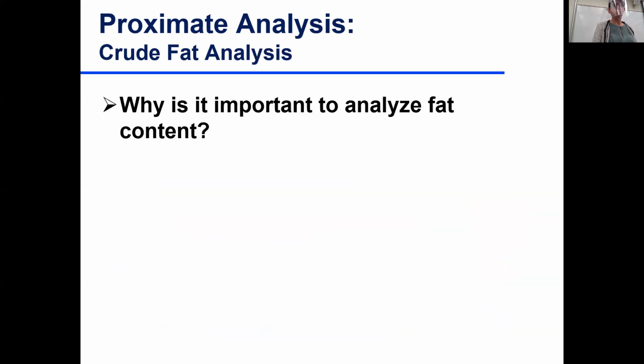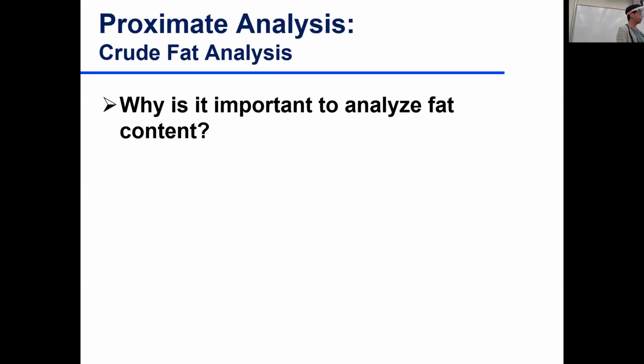But what we care about in analysis is, why do we want to analyze fat content? Why is it important to analyze food fat content? Dora? Nutrition label. Grace? It can affect rancidity and stability of food, with high fat content. Just the overall shelf life. Overall shelf life, yes, so stability, shelf life.